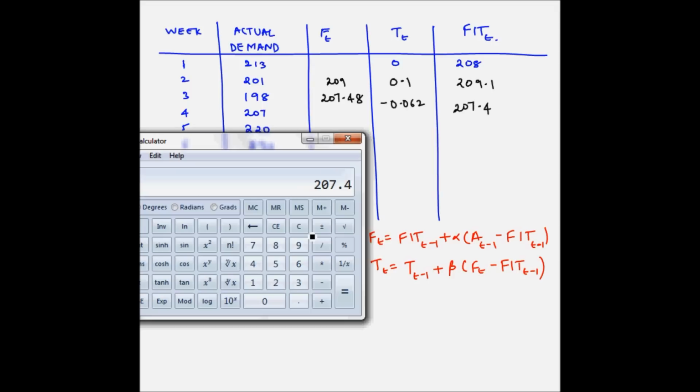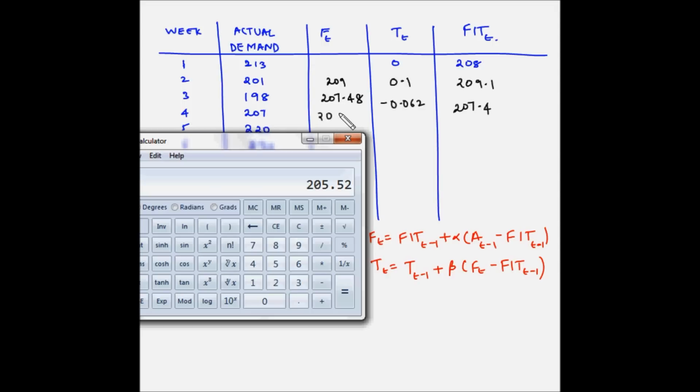Plus alpha, which is 0.2, into brackets, the actual, which is 198, minus the forecast including trend, which is 207.4. So this is equal to 205.52. We'll note this down in terms of one decimal point.